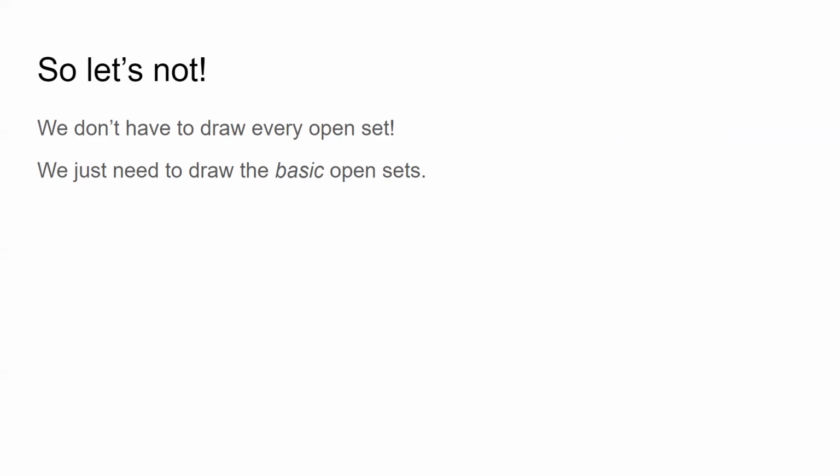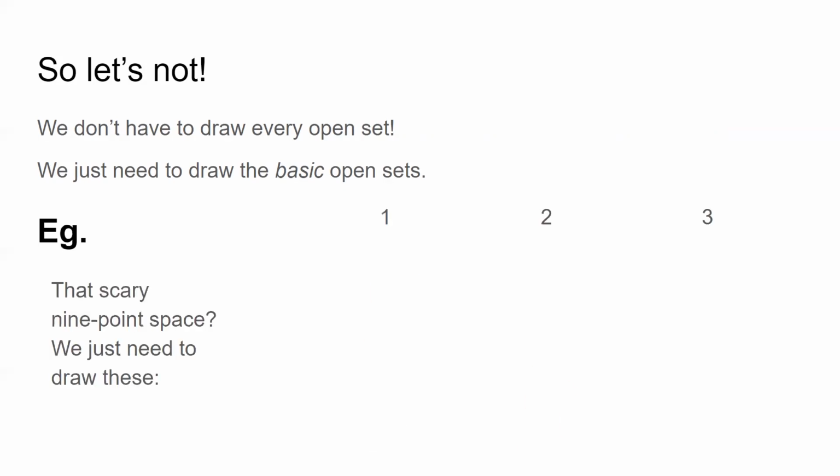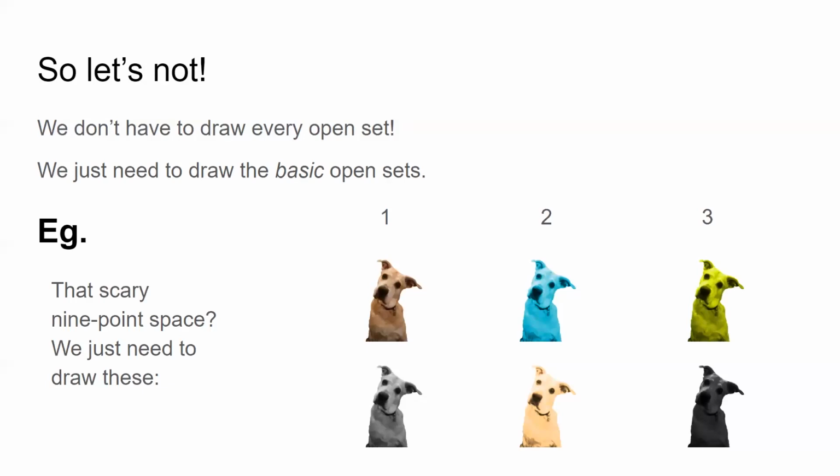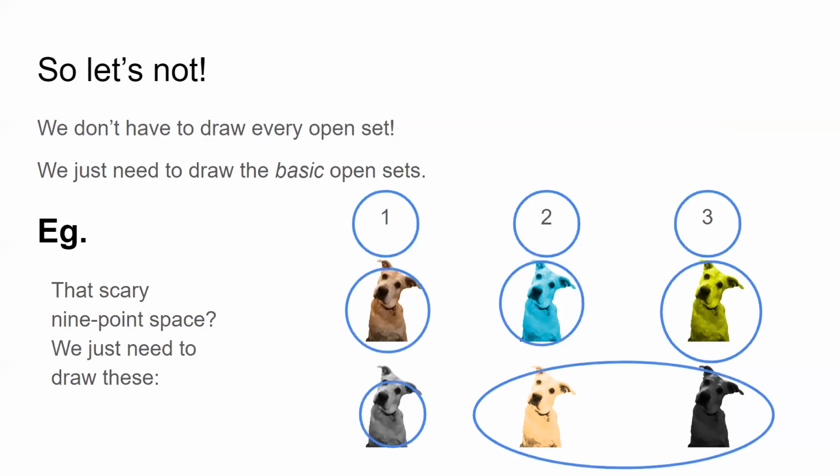So let's consider that example with over 250 open sets just for a second. Here's my 9-point space. It's got 1, 2, 3, and then a whole rainbow of dots. Which open sets do I want to draw if I want the topology to contain over 250 open sets? Well, it turns out that the basic open sets are not nearly as scary as the whole family. They're just these ones. And I'll explain why this gives a topology in just a second.